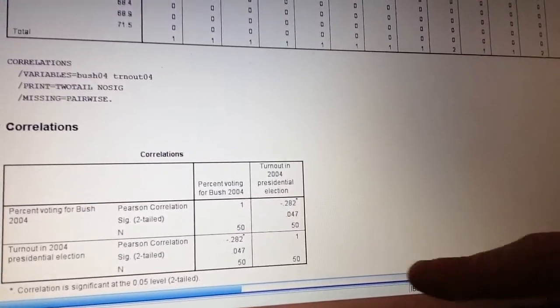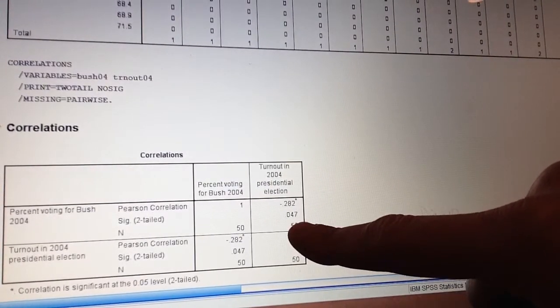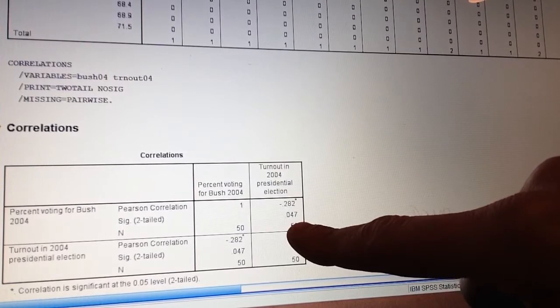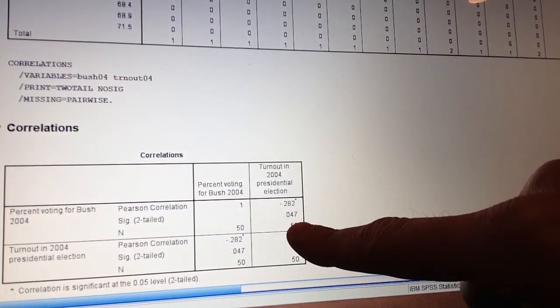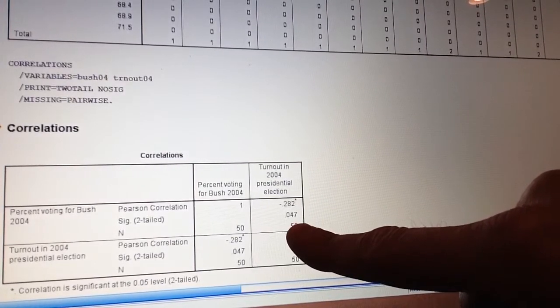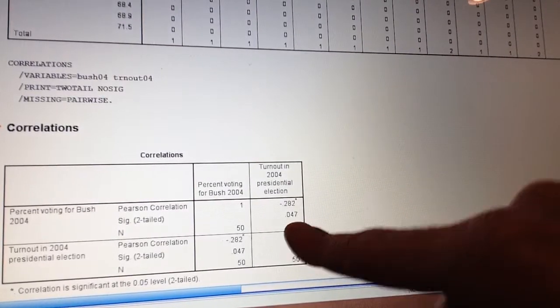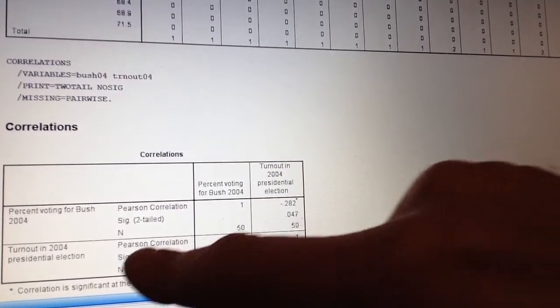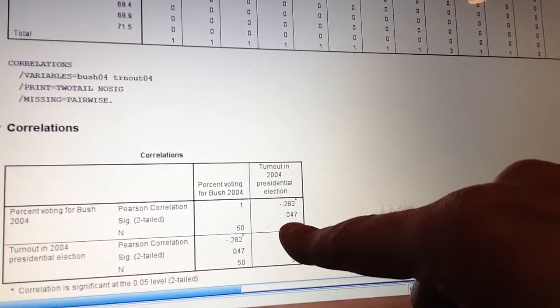If you want to be really advanced, you could look at this and say, look, there's a 4.7% chance that this is some bullshit. That means that there is a 95.3% chance that we are observing a real result. This passes our test of statistical significance. This is real, okay? Remember, in a correlation coefficient, always look at the sig2 tail test first.